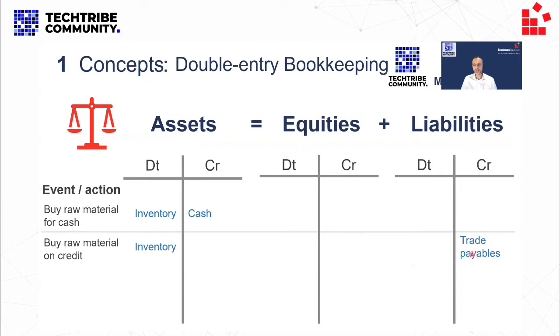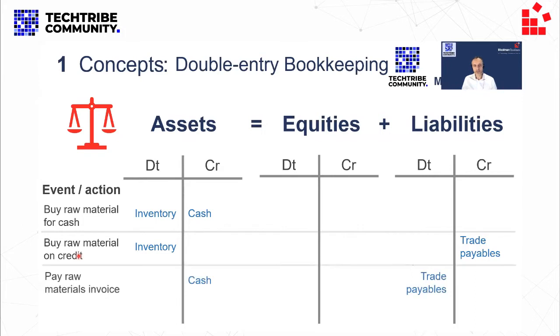And we are crediting trade payables. And remember that liabilities grow bigger when we credit them. So the trade payables now grow bigger and our inventory grows bigger. And you see here, we're debiting inventory and we're crediting trade payables, which is a liability. So we're doing the double entry. We're entering something on the debit side and something on the credit side. And this equation, assets equals equities and liabilities, will still be honored.